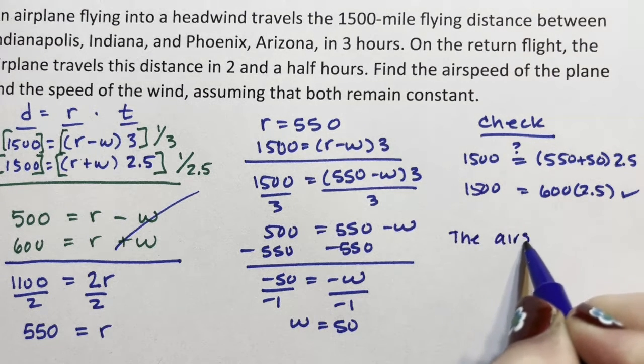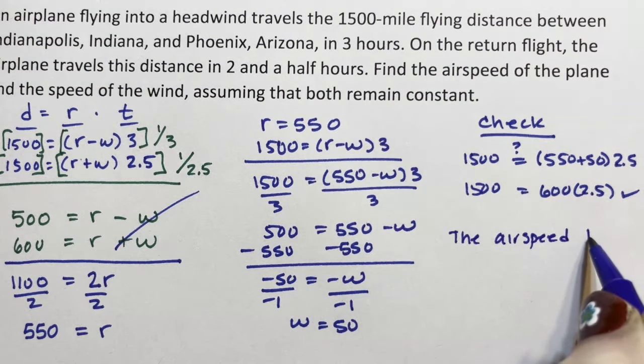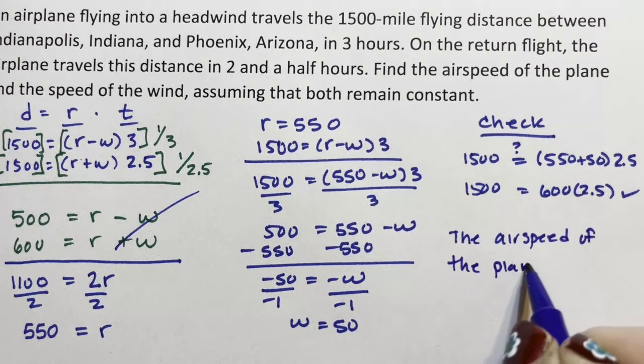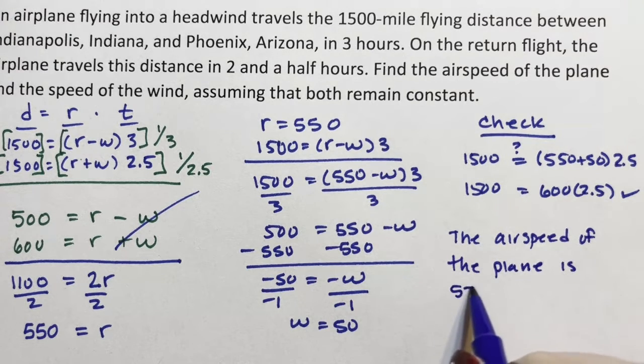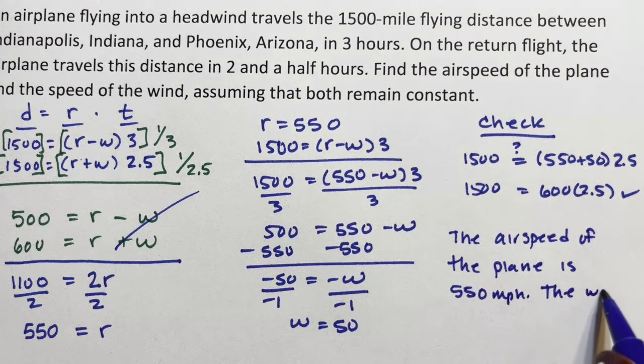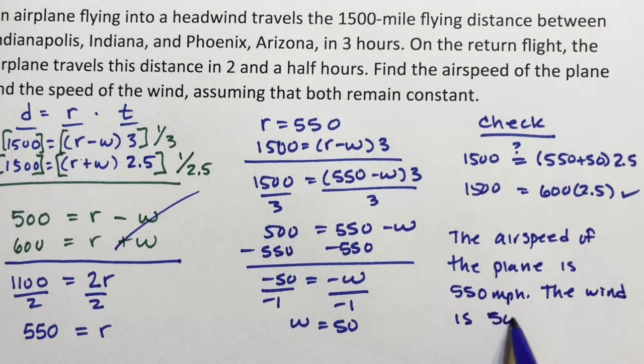The airspeed of the plane is 550 miles per hour. The wind is 50 miles per hour.